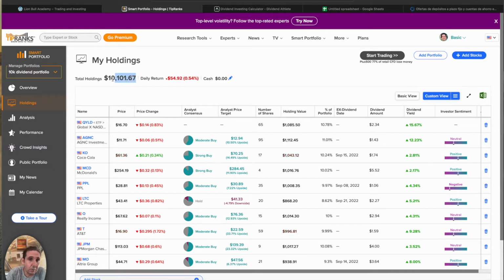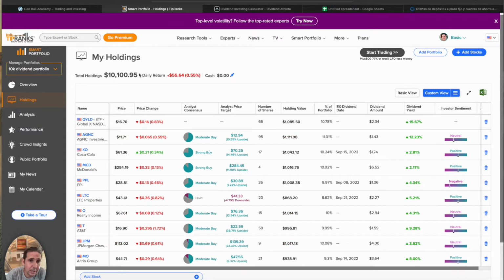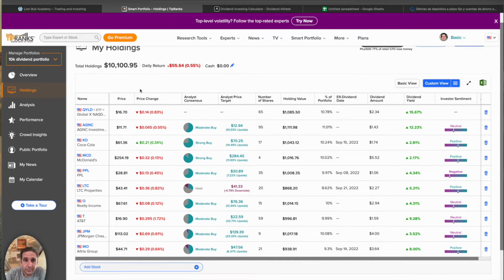We made it around $10,000. Now it's changed a little bit because the market is open and the price changes all the time. But I will start this portfolio with $10,000. We have the following ETF and stocks: QYLD, AGNC, Coca-Cola, McDonald's, PPL, LTC, Realty Income Corporation, AT&T, JP Morgan, and Altria Group.